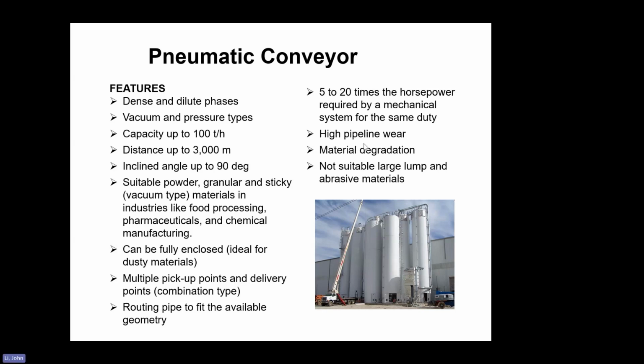And the piping line, especially for dilute phase because of high speed, you always have a problem where it wears a hole really fast at the elbows. Maybe similar to slurry piping, and the materials degrade because of high speed impact. So not suitable for large lumps and abrasive materials, and not suitable for fiber materials.